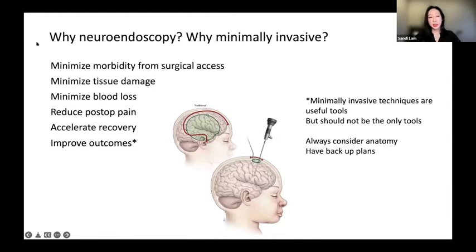In terms of the endoscopy, you can minimize morbidity of the surgical access to be able to reach and see the tissues and the targets that you need to. And in the course of that, try to minimize tissue damage, minimize blood loss, minimize pain and enhance recovery after surgery.